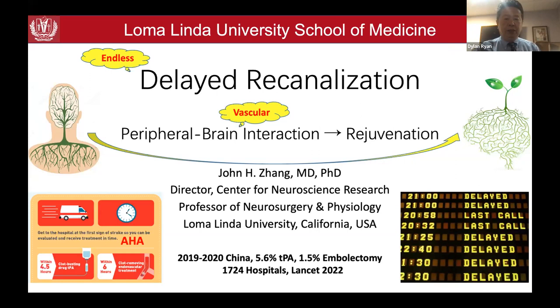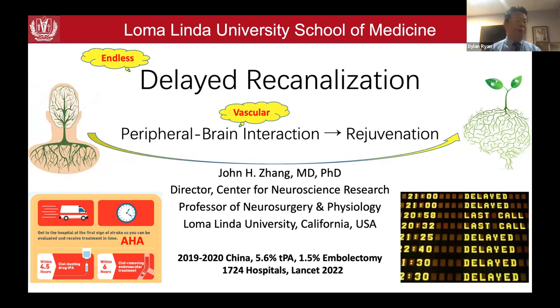The majority of patients still come to the hospital either at the last call or their treatment will be delayed. I listed an article from a few months ago in Lancet by a Chinese group. They summarized 1,724 good hospitals, all with stroke centers, not just general hospitals. Their TPA rate is 5.6%. Thrombectomy is 1.5%. So let's say 7% total; if half of patients improved, we helped 3% of patients in the country. That's why we have to think about whether we can do something after this so-called therapeutic window.